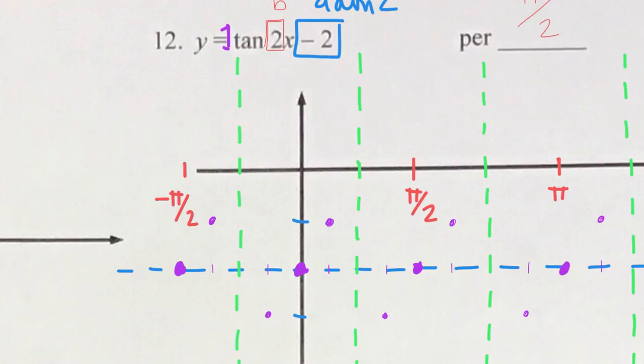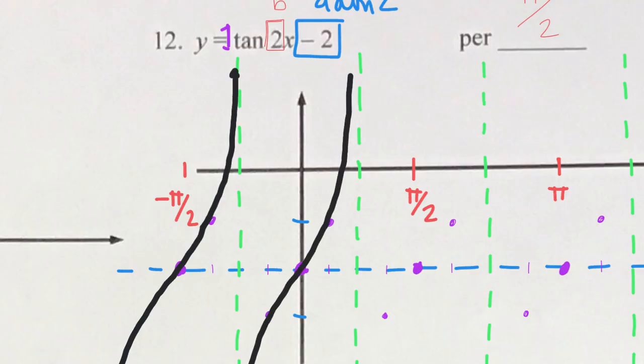So now we have to connect these with as smooth a curve as we can, that starts at the lower left, goes through your points, and ends up out the upper right. So don't cross your asymptotes. Make sure it goes through your 3 points.